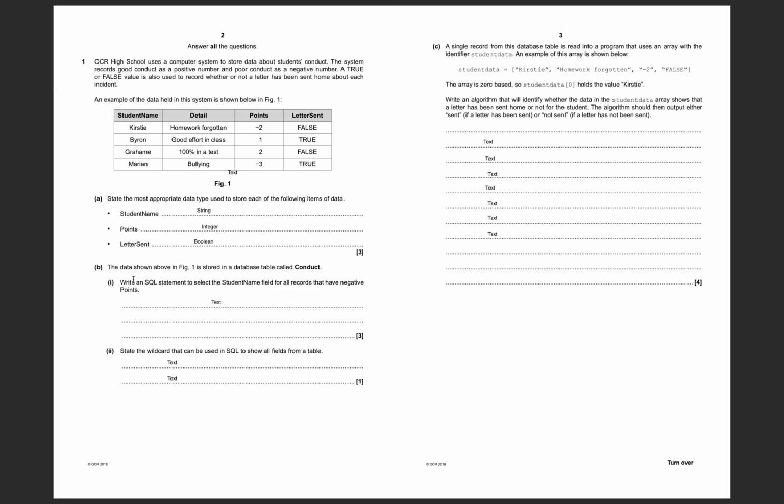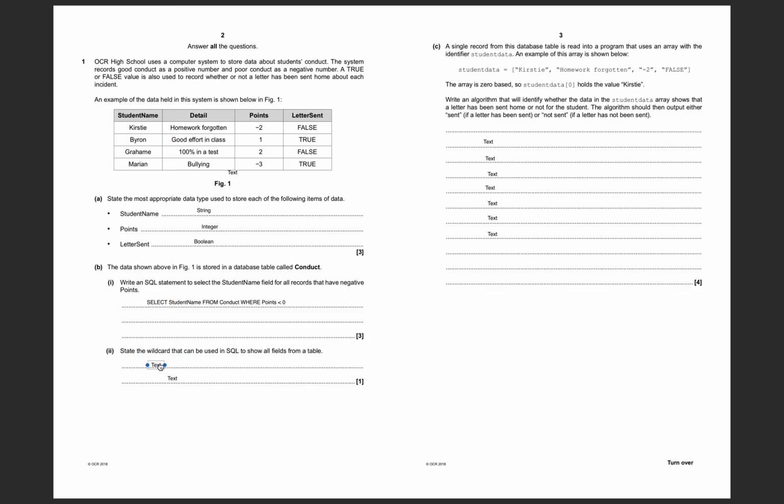Right. Part B. The data shown above in Figure 1 is stored in a database table called conduct. So this table here is called conduct. Write a SQL statement to select the student name field for all records that have negative points. So it would be select, and we are selecting student name, from, and the name of the table is conduct, and then we have a filter clause where points is less than 0, because it's negative. So here is your SQL statement.